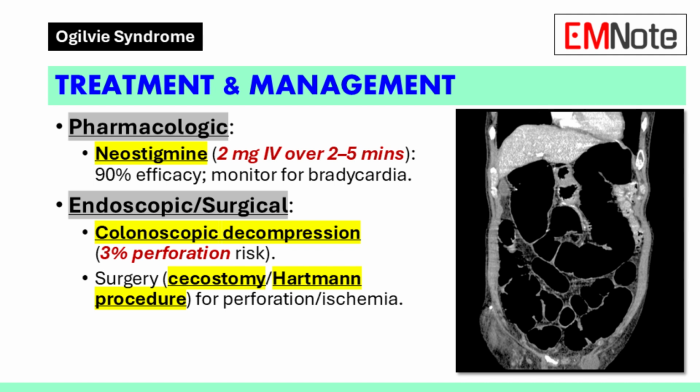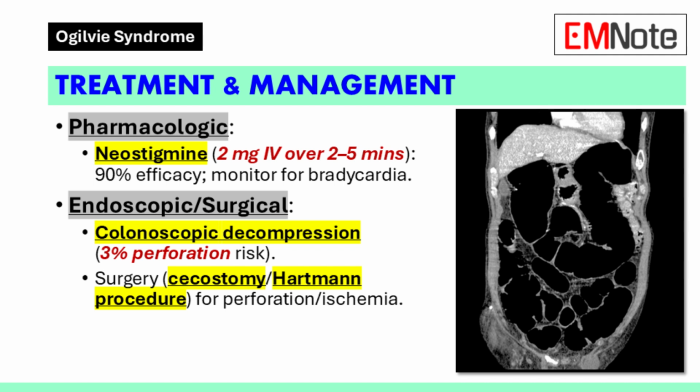Neostigmine is typically administered as a 2 mg slow intravenous push over 2 to 5 minutes with continuous cardiac monitoring. Atropine should be readily available for bradycardia. A clinical response is usually seen within 2 to 30 minutes. The average efficacy after one dose is approximately 90%, with most non-responders resolving after a second 2 mg dose given 90 minutes to 3 hours later.